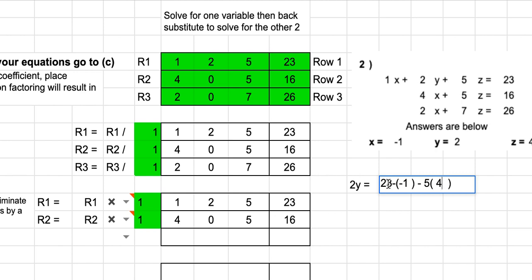Okay, so 23 minus negative 1 is 24. 24 minus 20 is 4. 2y is worth 4. And that makes y worth 2.